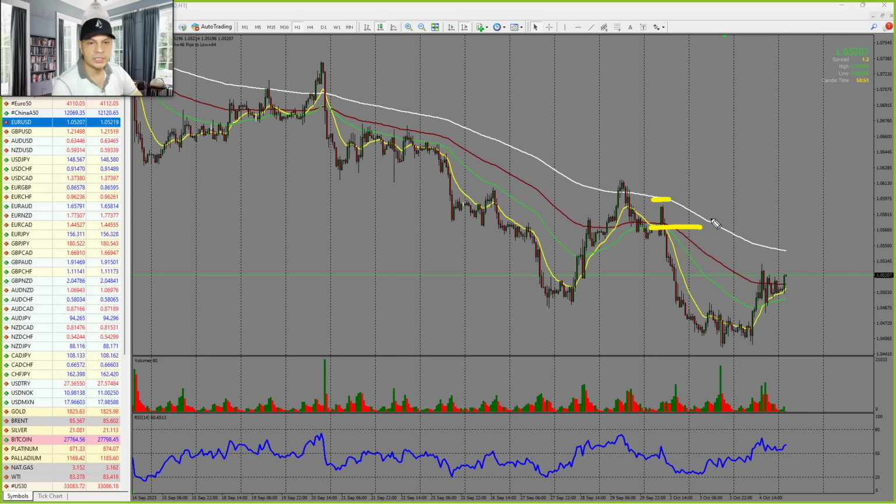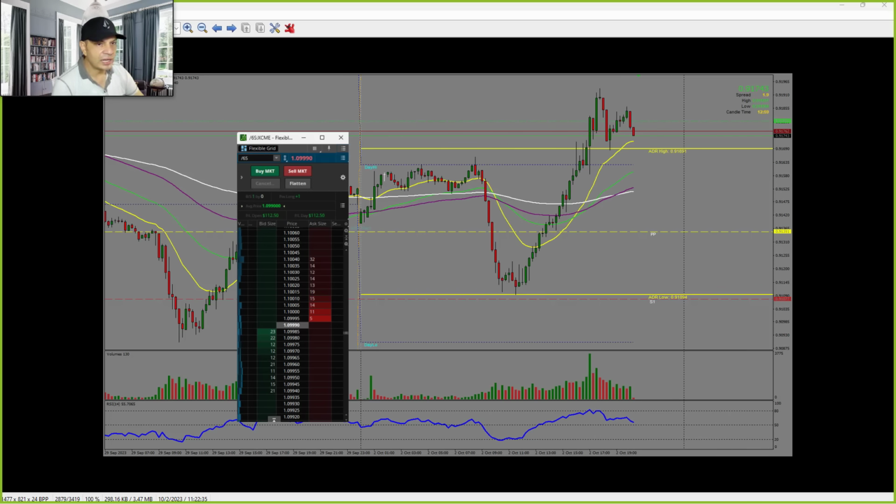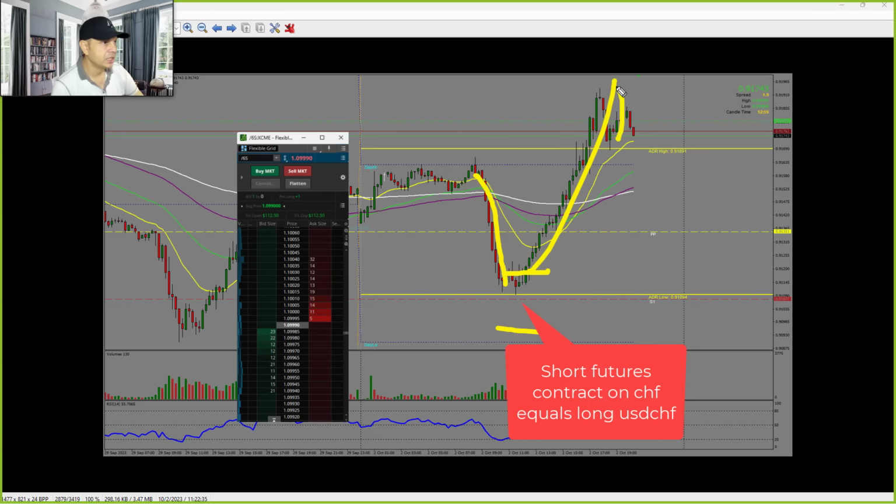Also, my Spanish-speaking students from my private group took this trade, and we rode this move. Let me show it to you. This is the Swiss franc where I took the trade. This was the fake move. I shorted and I took advantage of this move. Look how orderly the move became.